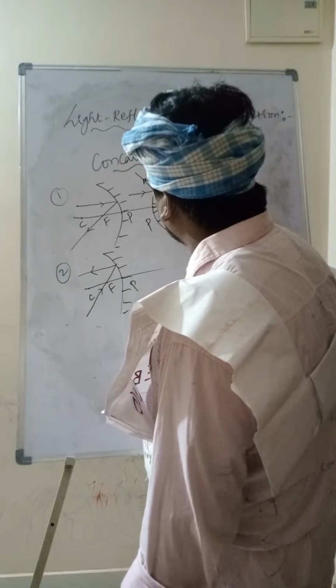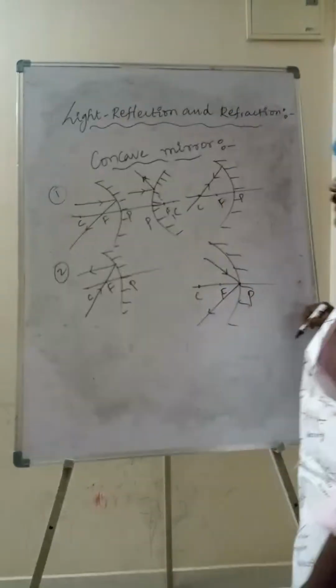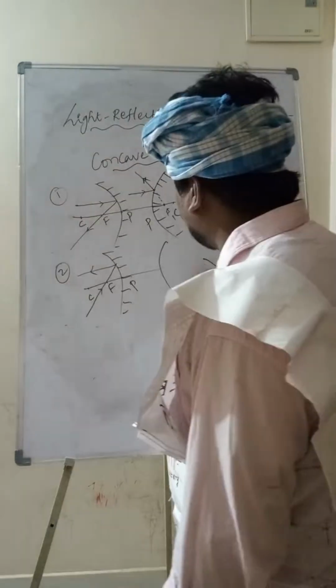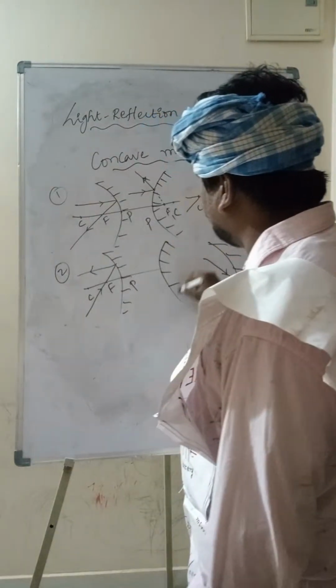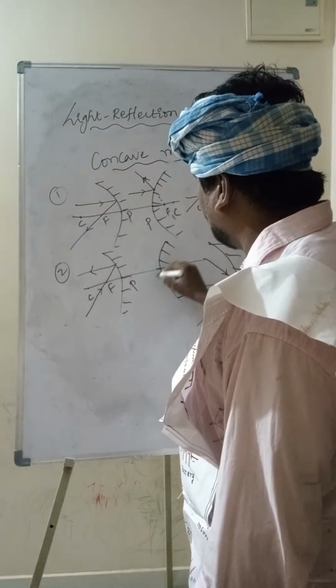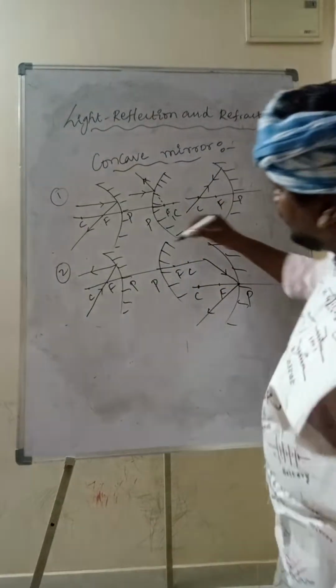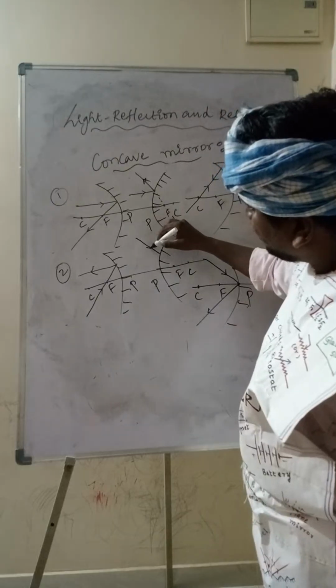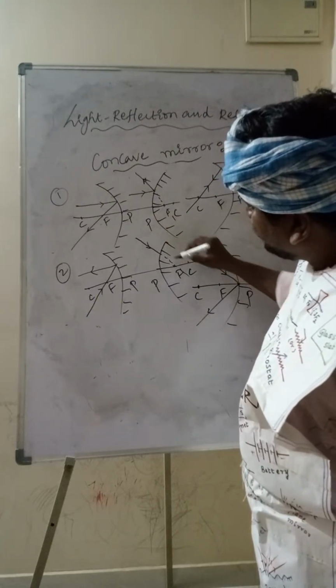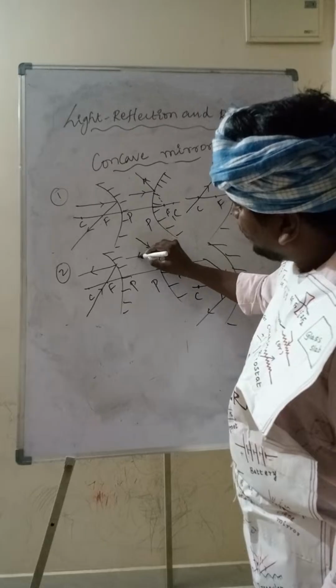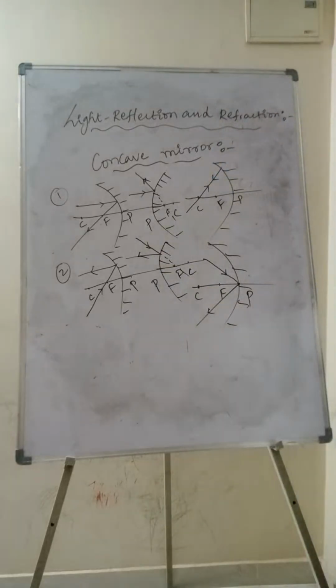So you have to draw it, and it will pass through focus. Another light ray I am taking like this. Here, pole, focus, center of curvature. A light ray passing through focus, after reflection passes towards infinity.